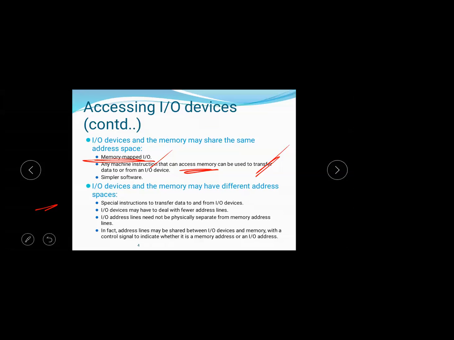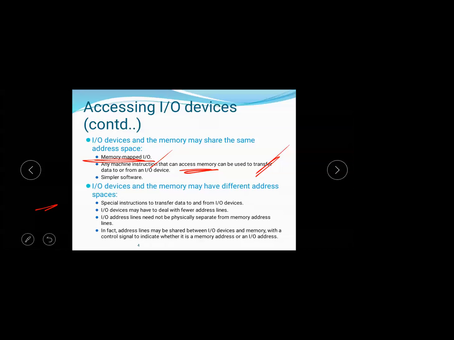IO device and the memory may have different address space. Okay, both are having different address space. Memory address space is different, IO input device address space is different, and there is a chance for the same address to be given to both memory unit as well as IO device data registers. For this case, special instructions are given to transfer data to or from the IO device.